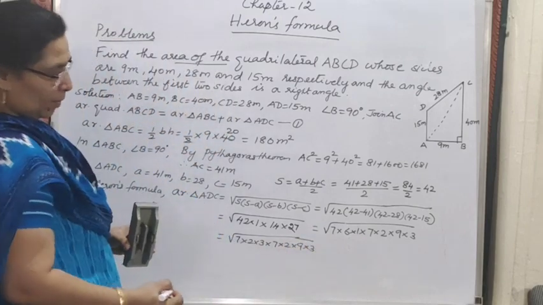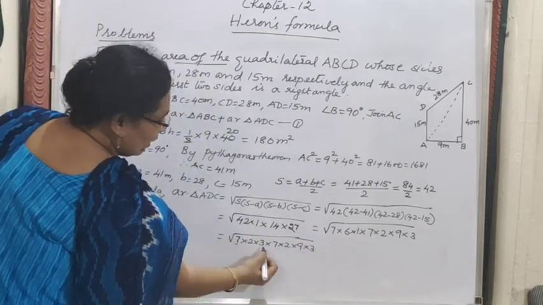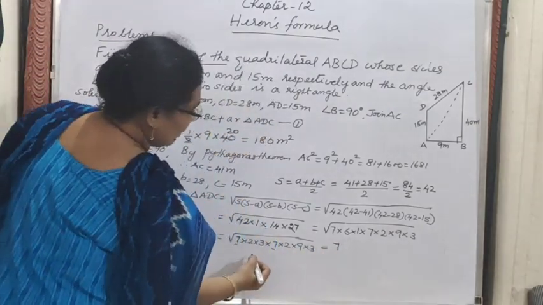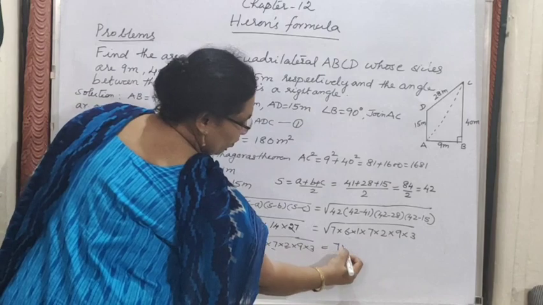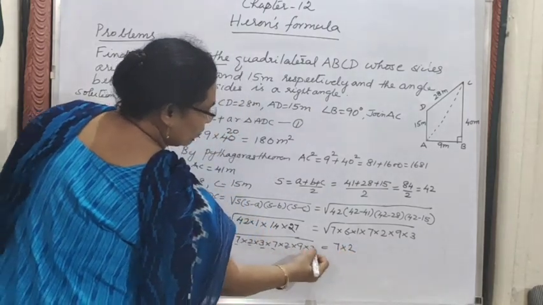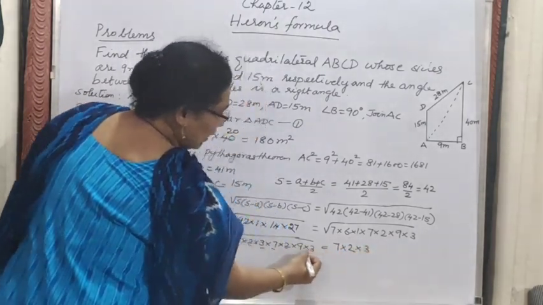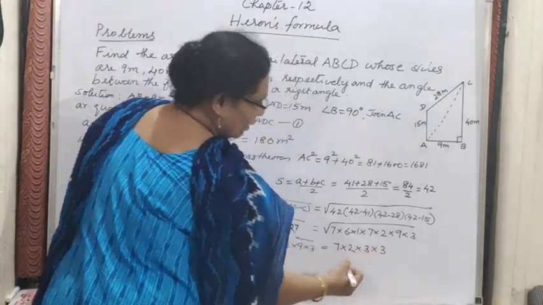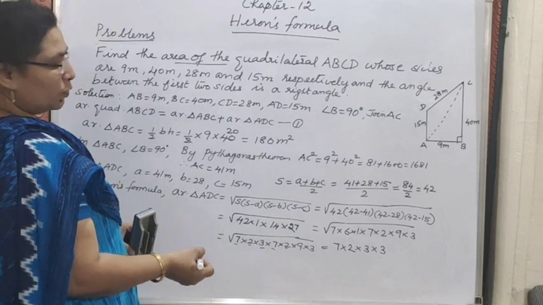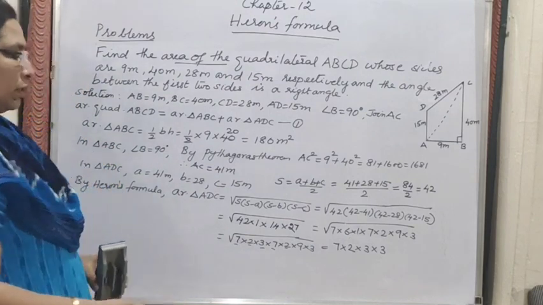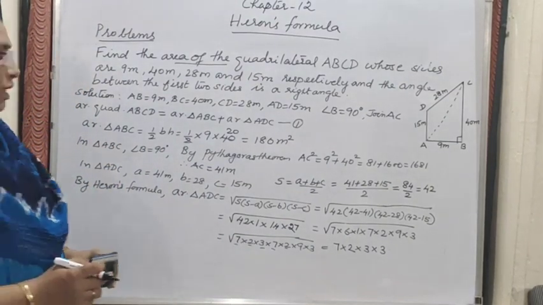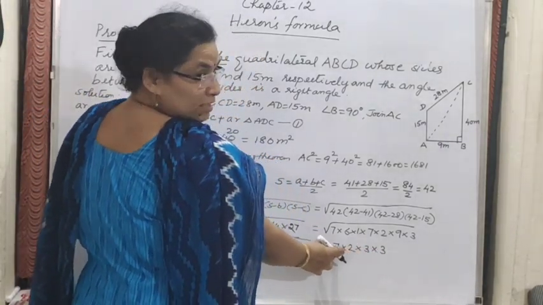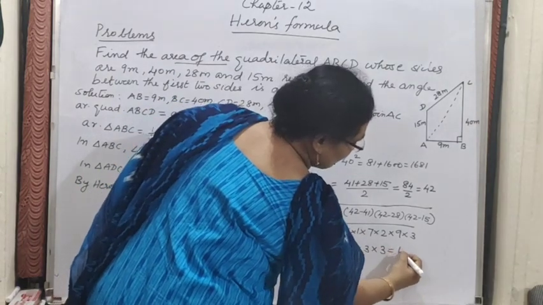Now we'll get all the pairs. About 7 we got one pair, so 7 I'll take out. Now 2 is also a pair. 3 also is in a pair, but 9 is there, and that root also we should take, that is equal to 3. So 7 into 2 into 3 into 3. So what is the answer here? 3 into 3 is 9, 9 7s are 63, into 2 is 126.